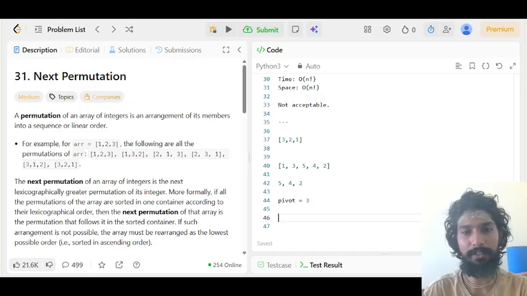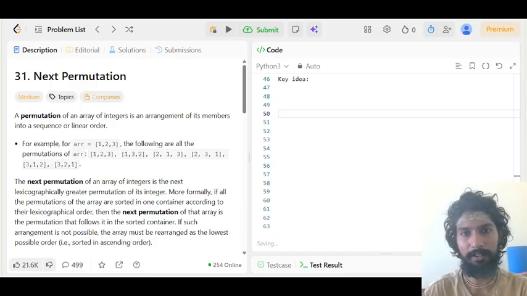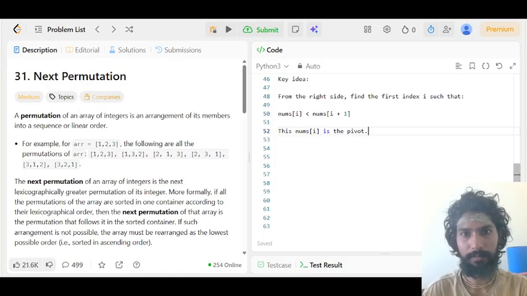So the key idea is, from the right side, find the first index i such that nums[i] is less than nums[i+1]. This nums[i] is the pivot.